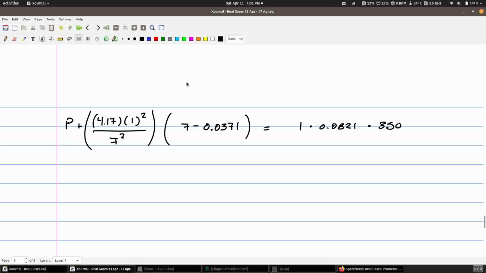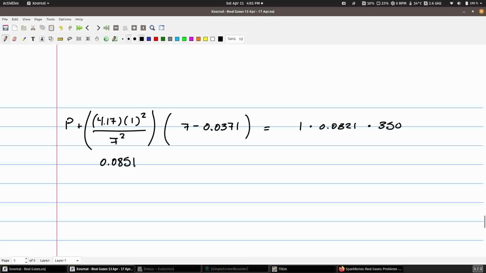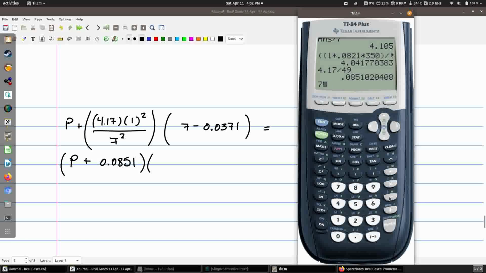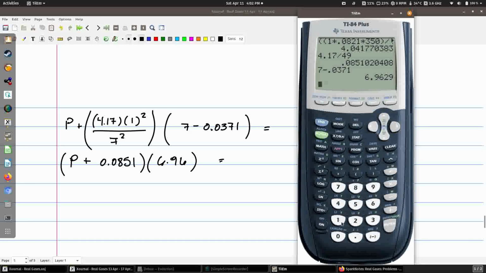So anyways, you have 4.17 times 1 divided by 49, so that's 7 squared. That's going to be 0.0851. And then that's P plus this, times 7 minus 0.0371, and that's 6.96. Equals 1 times 0.0821 times 350. That's going to be 28.735.